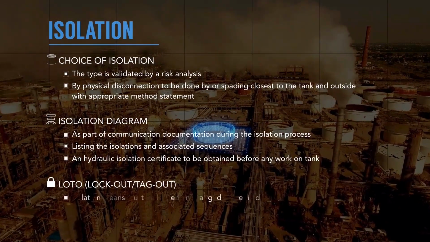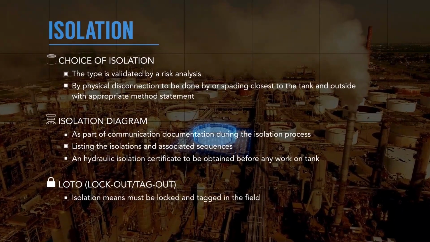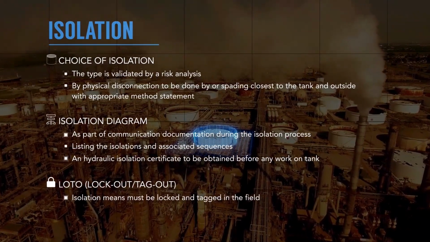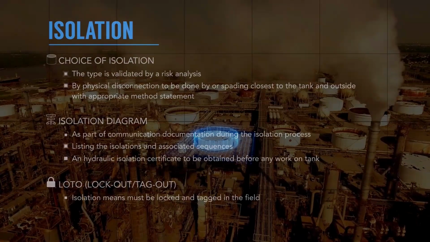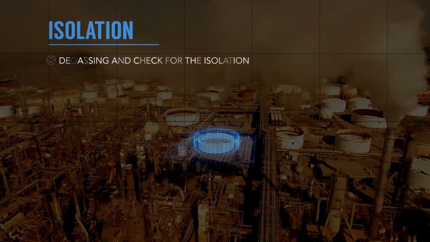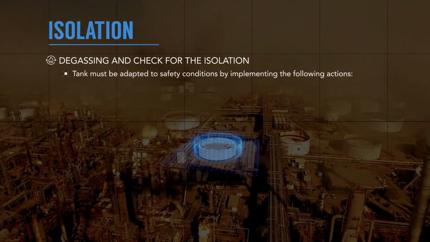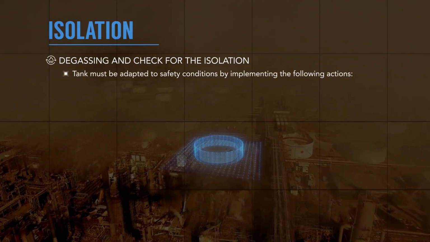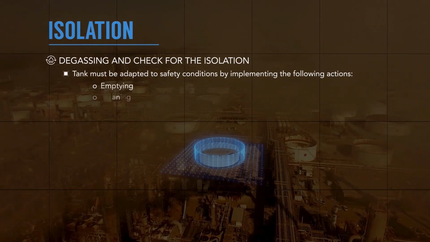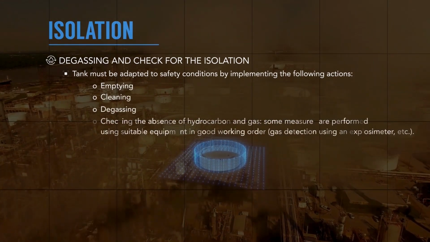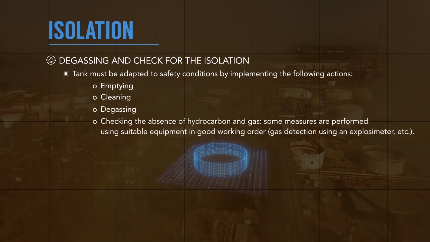LOTO, L-O-T-O, lock out, tag out. Isolation means must be locked and tagged in the field. Degassing and check for the isolation. Tank must be adapted to safety conditions by implementing the following actions: emptying, cleaning, degassing, checking the absence of hydrocarbon and gas.